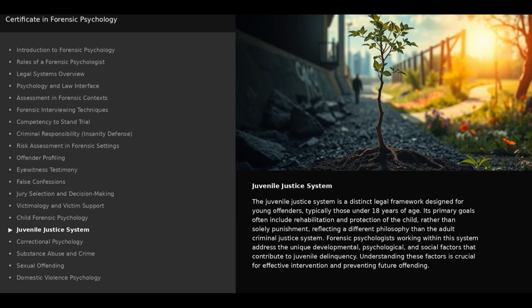Juvenile justice system. The juvenile justice system is a distinct legal framework designed for young offenders, typically those under 18 years of age. Its primary goals often include rehabilitation and protection of the child, rather than solely punishment, reflecting a different philosophy than the adult criminal justice system. Forensic psychologists working within this system address the unique developmental, psychological, and social factors that contribute to juvenile delinquency. Understanding these factors is crucial for effective intervention and preventing future offending.